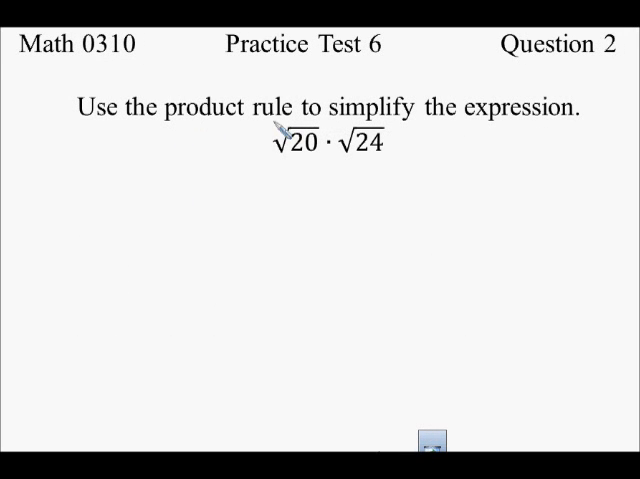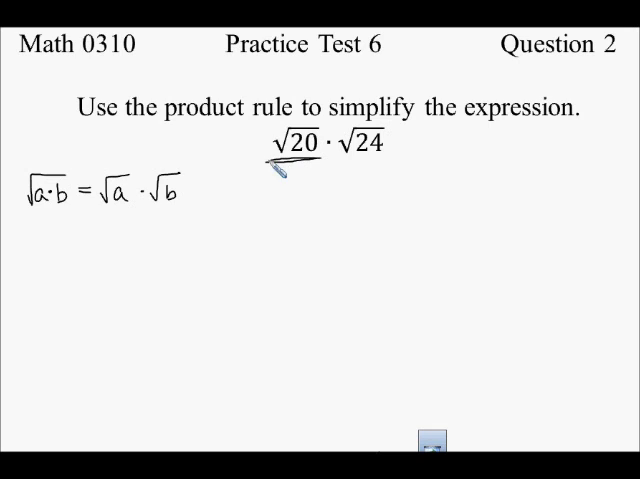Question 2 says use the product rule to simplify the expression. So the product rule for radicals and for square roots gives us that the square root of a number times another number, the square root of a product, is equal to the square root of the first number times the square root of the last number. It's a property of radicals we have there. Okay, so let's look at each part.